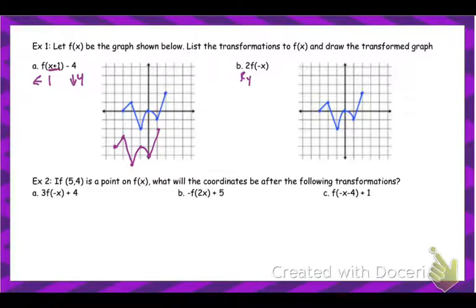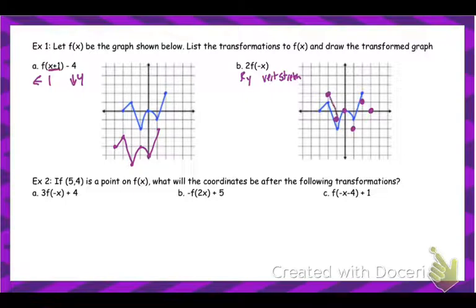The 2, it's multiplied on the outside. That's a vertical stretch. So what that means is all of these points are going to get flipped over the y, so we'll do that first. So let's take each of these points and let's just flip it over the y-axis. So negative 2, 1 becomes 2, negative 1. Negative 1, 2 flips over here. 0, 0 stays. 1, negative 1 flips. 2, 2 flips to 2, negative 2.